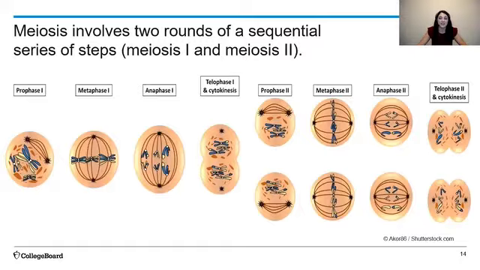All right, so here you see an image that has all of those phases put together. I'd encourage you to pause the video here and try to talk yourself through what we just went over before we move on.